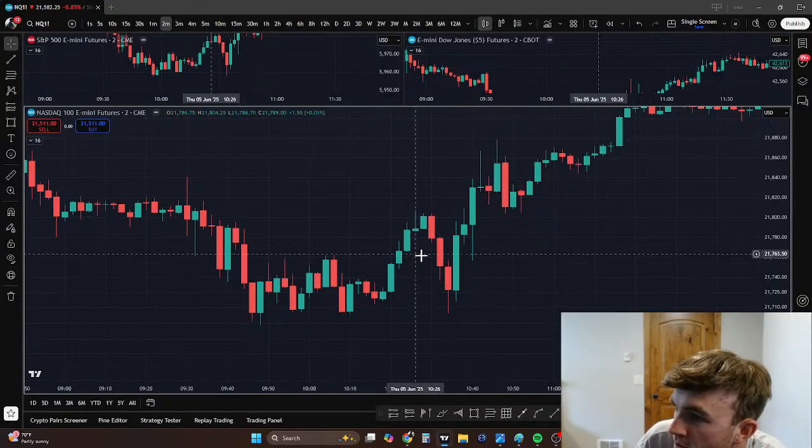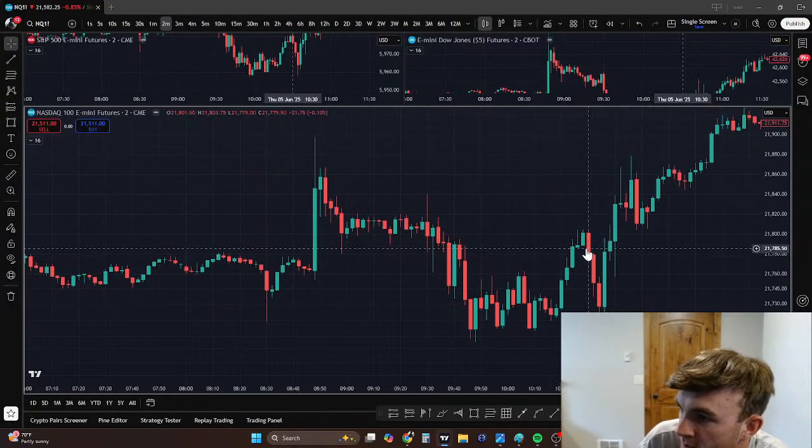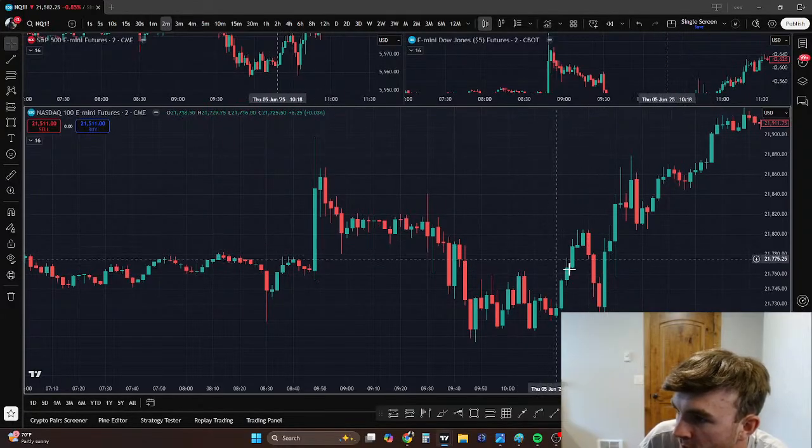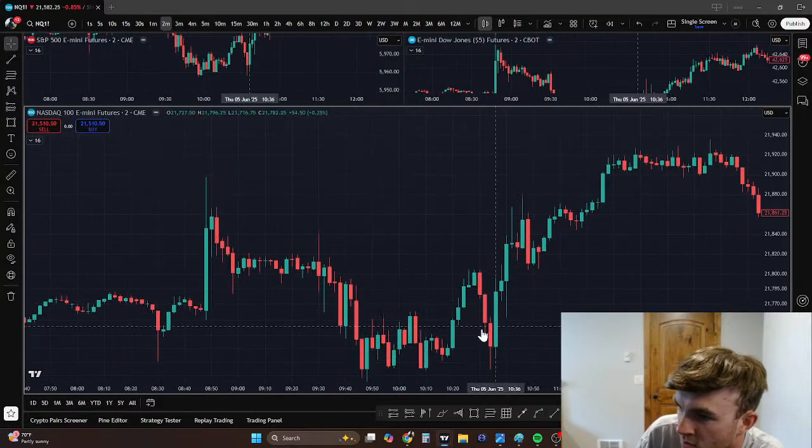Same thing with the 2 minute. The 2 minute looks good. You could have taken this on the 2 minute if you wanted to and just said, okay, this gap's probably going to get broken. And it ended up getting broken, so this would have worked on the 2 minute as well.